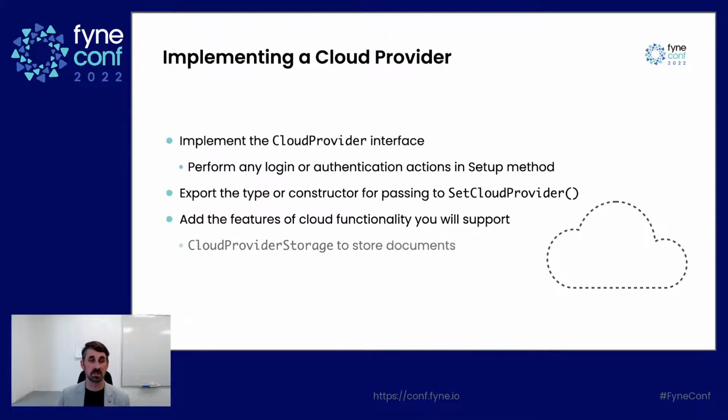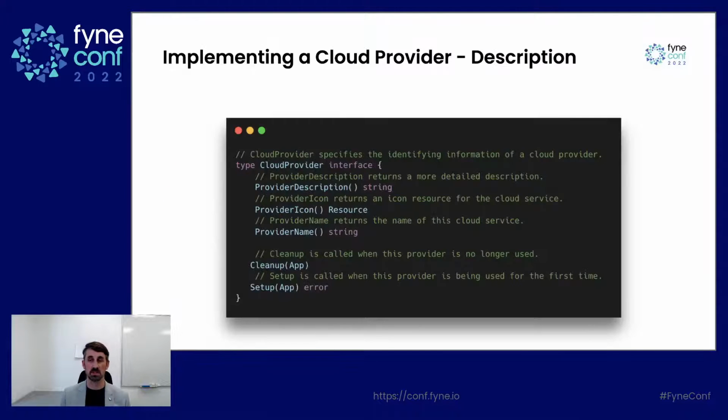There's two main areas at this time. Cloud provider storage is an interface that defines how you can store documents, that is, larger items from the storage system. And we have cloud provider preferences, which is used to synchronize user preferences. Now that's just a bit of a quick overview. There will be more details to follow on how some of this is implemented.